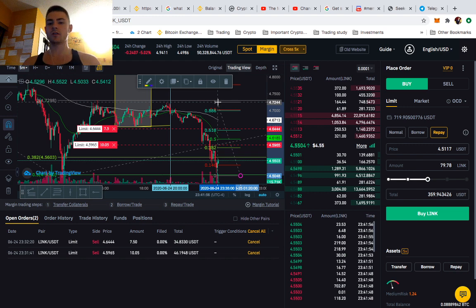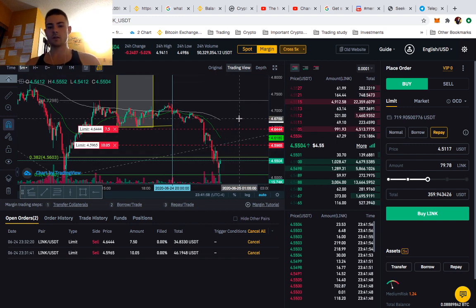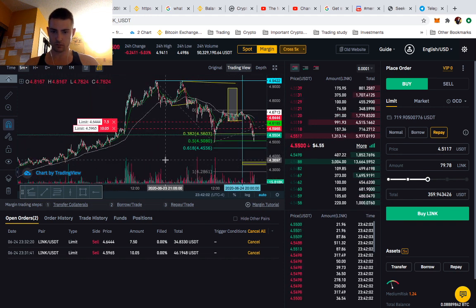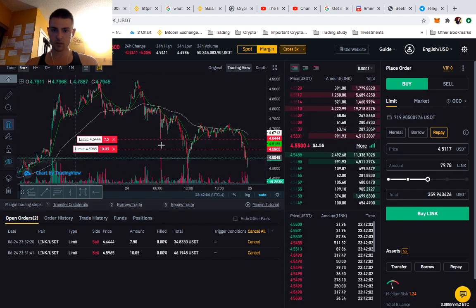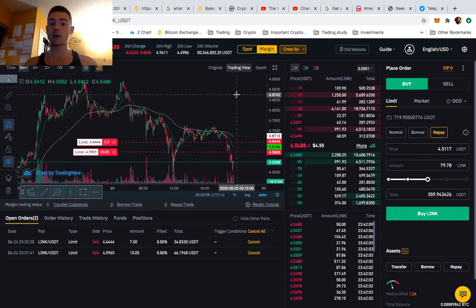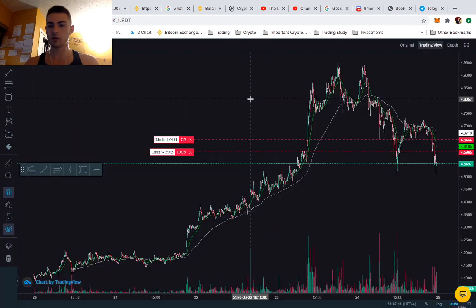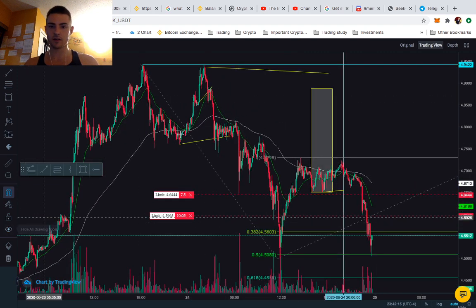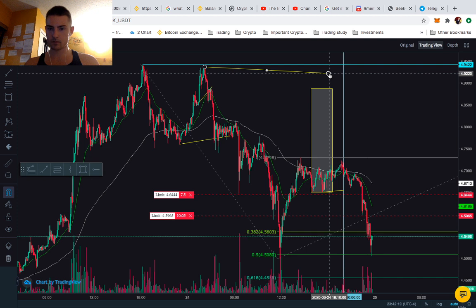So my orders are way up here, which are probably not going to get filled. Now people are only buying to get shaken out. Now how high is the shakeout going to go? That's a good question. So I've been meaning to draw this trend line here. Not this one.